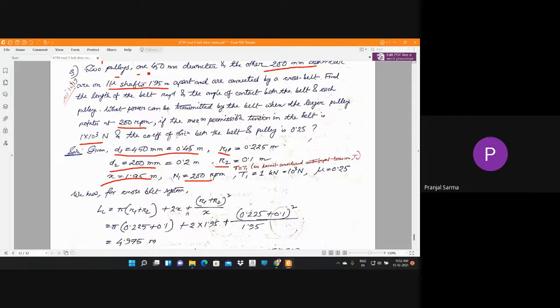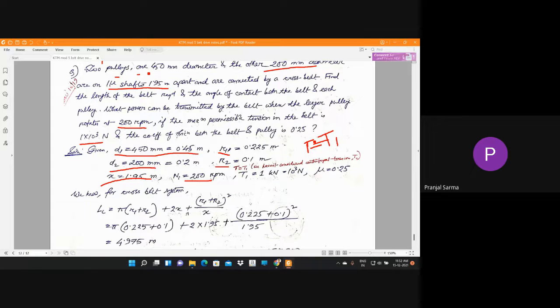In that particular case, we know T is actually T1 plus Tc. T is T1 plus Tc, but we are going to take T equal to T1. Don't mind whatever I'm writing on the laptop, it is difficult. T1 plus Tc, but Tc we will not consider. So T1 itself is this value. So T1 equal to 1 kilonewton.